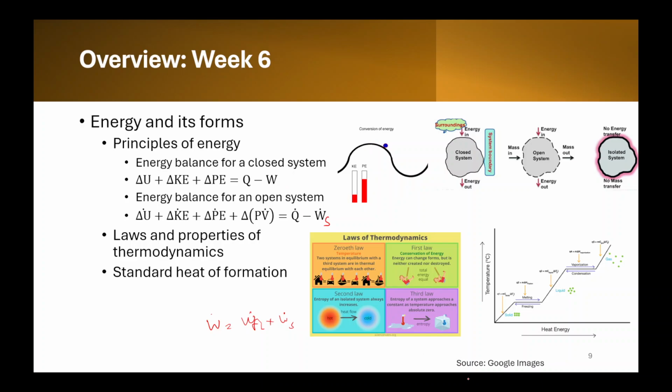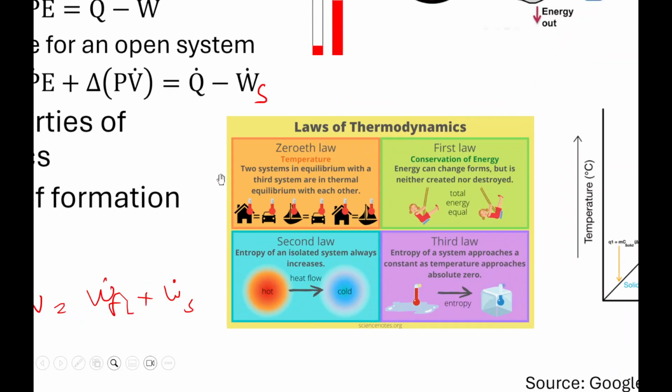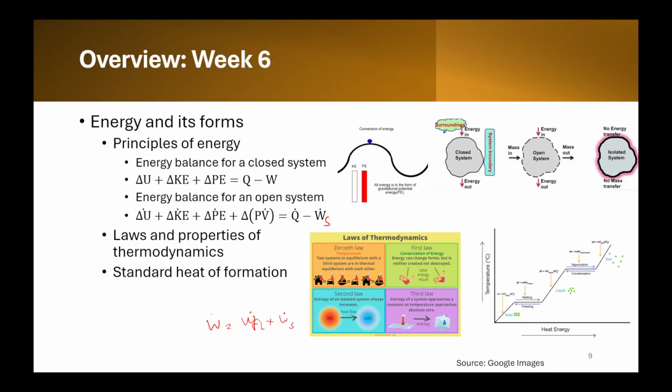Then laws and properties of thermodynamics were discussed. So first law, second law, zeroth law, third law were discussed. This schematic gives you the gist of that. The zeroth law gives us the concept of temperature. It tells us that two systems in equilibrium with a third system are in thermal equilibrium with one another. Then the first law tells us the conservation of energy. Energy can change its form, but can neither be created nor destroyed. Because of that, you get this general equation: delta U is equal to Q minus W. You get it from there.